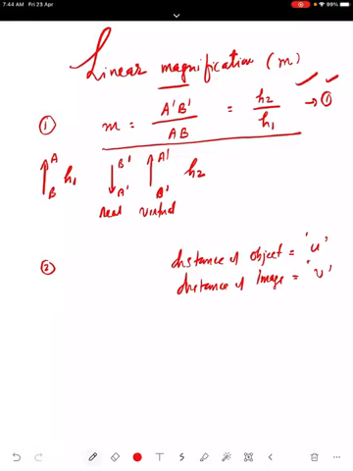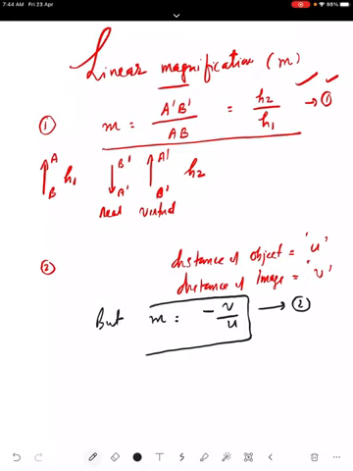So, we can also define magnification in terms of object distance and image distance. M can also be related this way. So, this equation you have to learn: M is equal to minus V upon U, equation number 2. No derivation for this, so you have to learn this equation. It's a very important equation for numericals. So, 2 equations are in front of you, equation number 1 and 2.